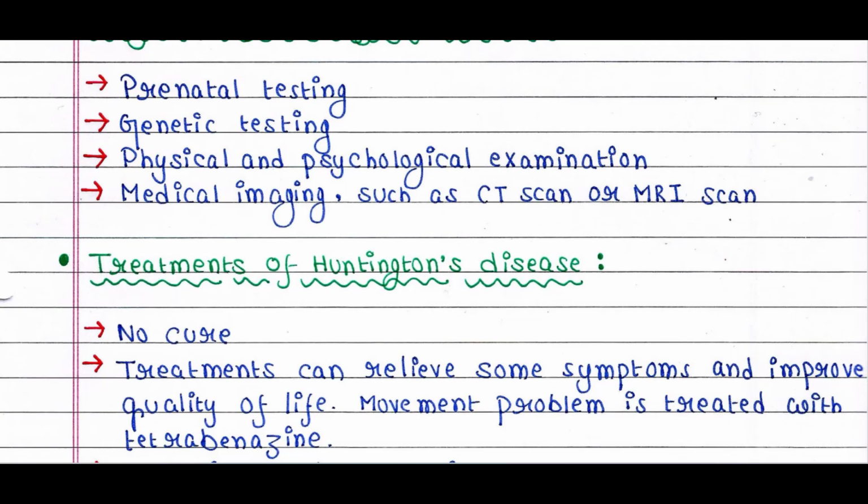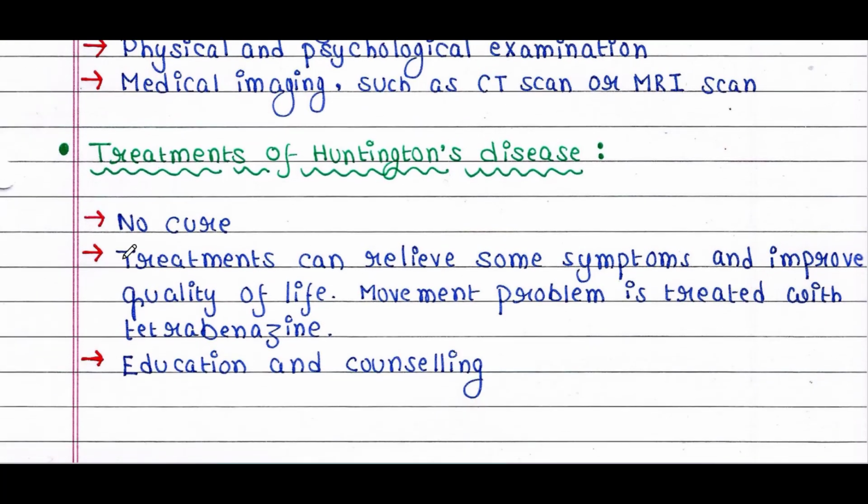Let's see some treatments of Huntington's disease. So basically there is no cure of this disease. Treatments can relieve some symptoms and improve quality of life. Like movement problem is treated with tetrabenazine. Education and counseling is important. Actually, education and counseling is very important for them since these patients are suicidal sometimes and develop different mental problems.